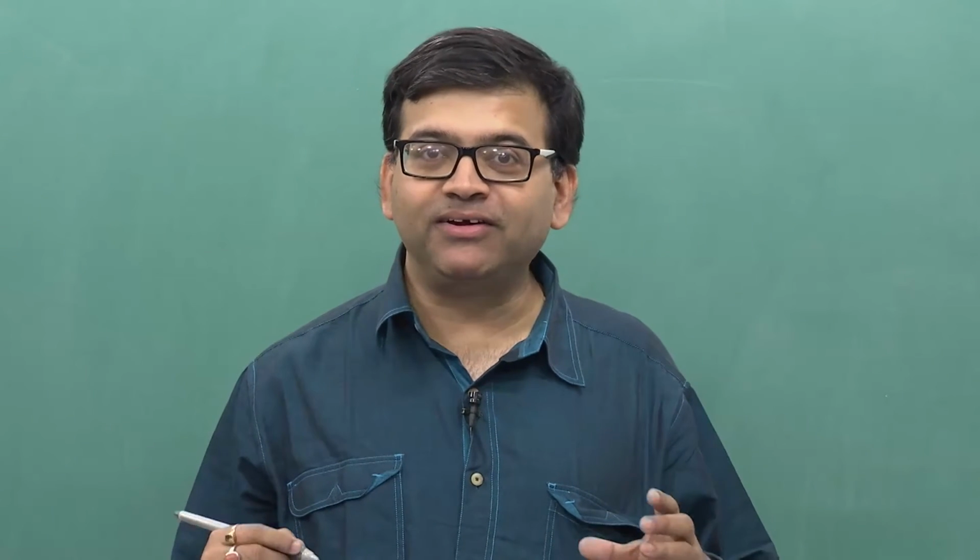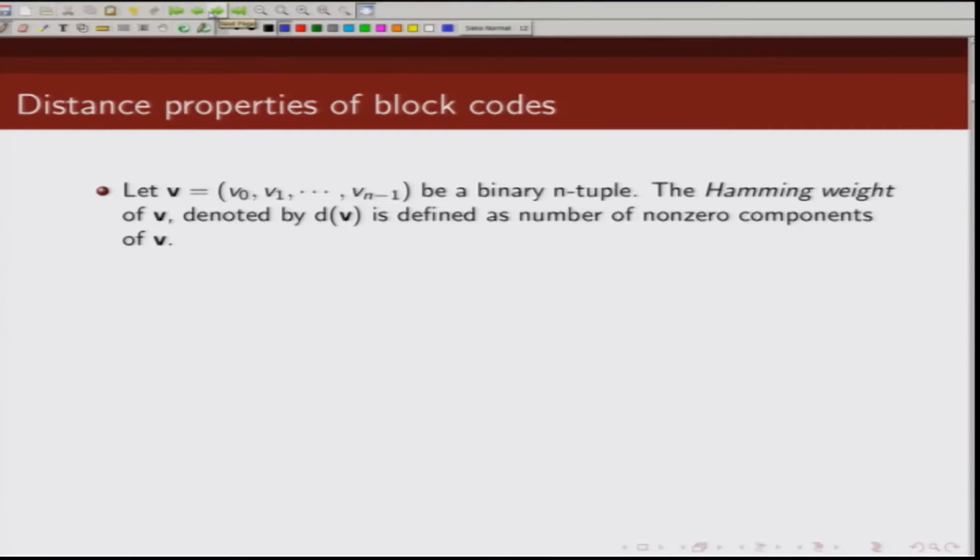We are going to describe what we mean by Hamming distance of codes, and then we are going to talk about how the minimum Hamming distance of a code is related to the columns of a parity check matrix. I am first going to describe what is Hamming weight.